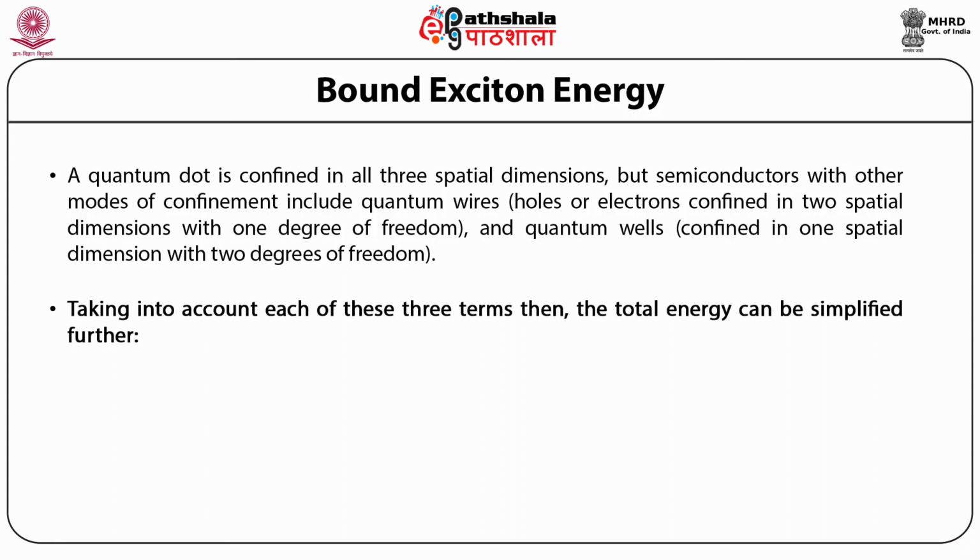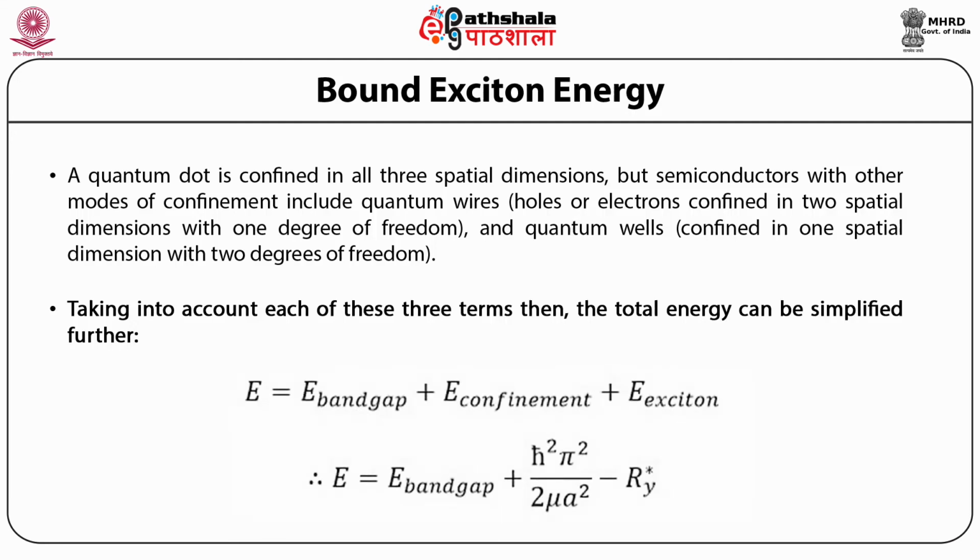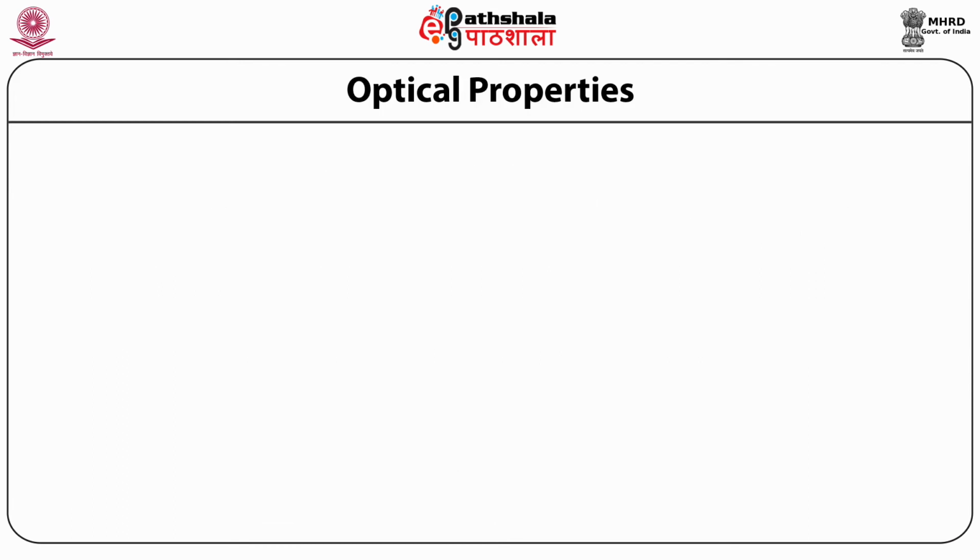So taking into account each of these three terms, the total energy can be simplified further as E = E_band gap + E_confinement + E_exciton. Therefore, we get the expression for total energy: E_band gap + ħ²π²/(2μa²) − Ry*. Now comes electronic and optical properties.